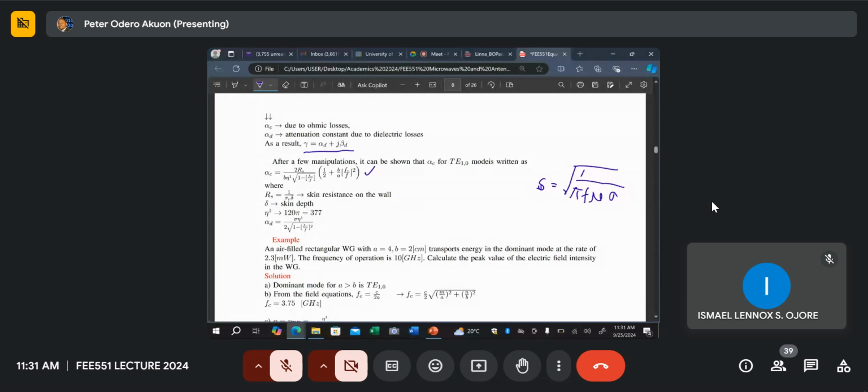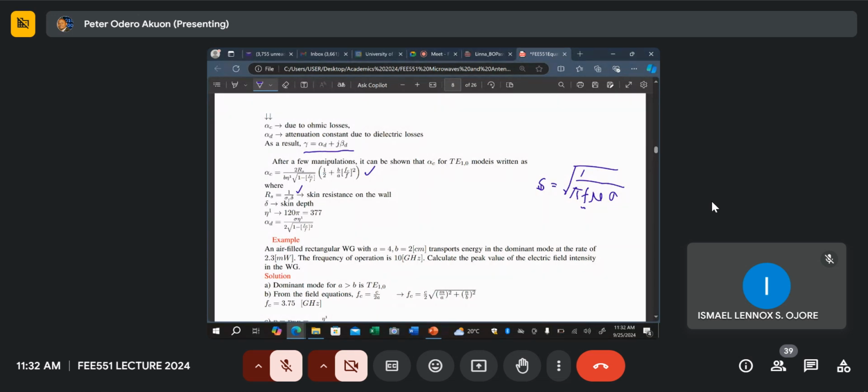So it means then the skin resistance also depends on f. So Rs is equal to 1 over the conductivity of the wall times the skin depth. So for you to get the attenuation constant due to the wall, you need this skin resistance and the skin depth to be able to calculate it. And then you get the scaled value of that.